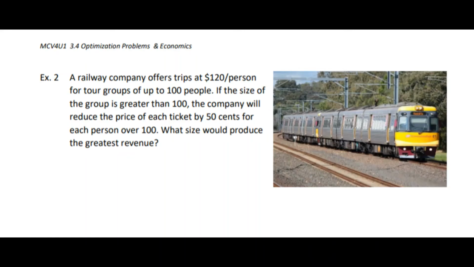To look at how this concept applies in calculus, we can take a look at example 2 in 3.4. The question states that a railway company offers trips at $120 per person for tour groups of up to 100 people. If the size of the group is greater than 100, the company will reduce the price of each ticket by 50 cents for each person over 100. What size would produce the greatest revenue?